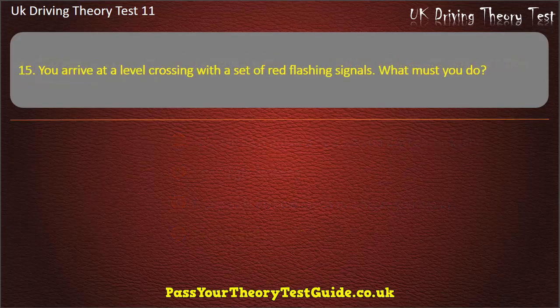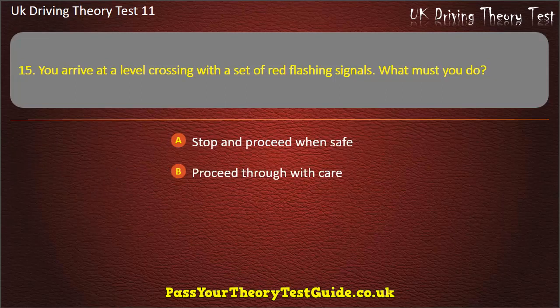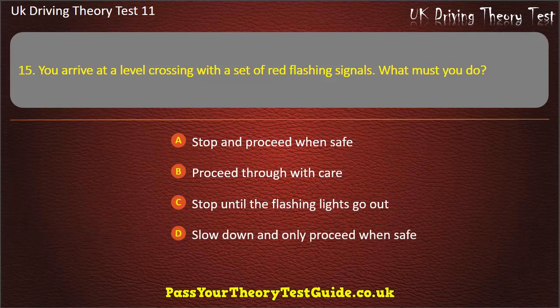Question 15. You arrive at a level crossing with a set of red flashing signals. What must you do? Stop and proceed when safe. Proceed through with care. Stop until the flashing lights go out. Slow down and only proceed when safe. Answer. Stop until the flashing lights go out.